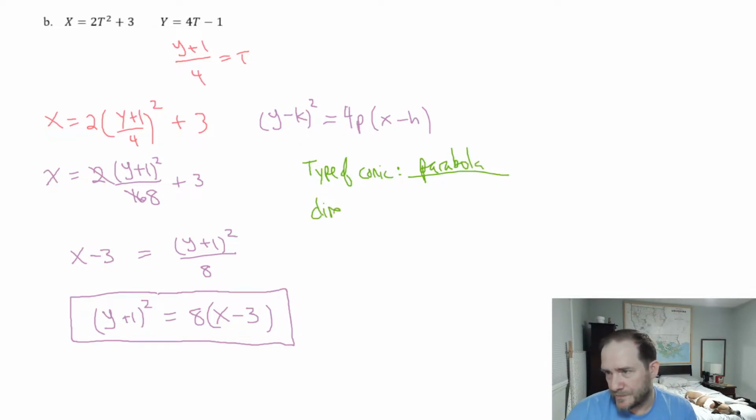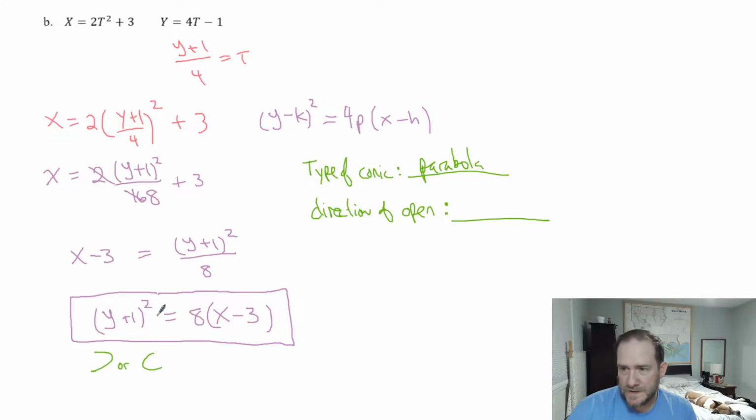Direction it opens. And because it's y squared, it's going to be either opening left or opening right. And because the p value is positive, we know we open right.